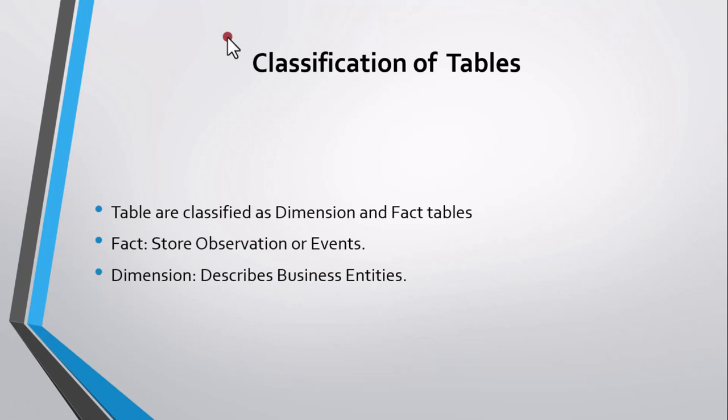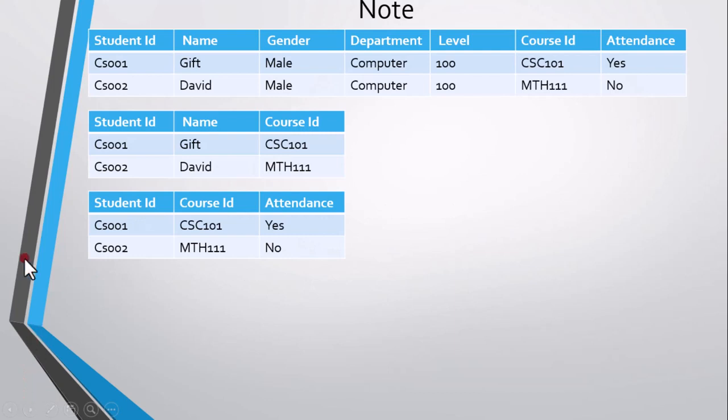In addition, we'll be looking at a case study of a table where a student registered in a university has these details: the student ID, the name, the gender, the department, the level, the course IDs, and the attendance of the student. Now, that is the general table that has all the details.